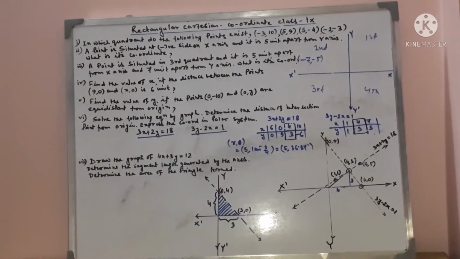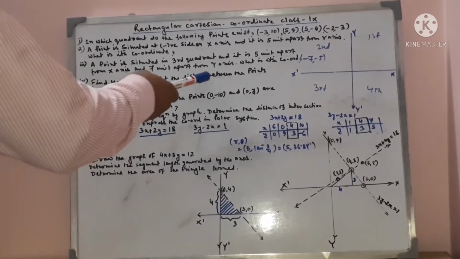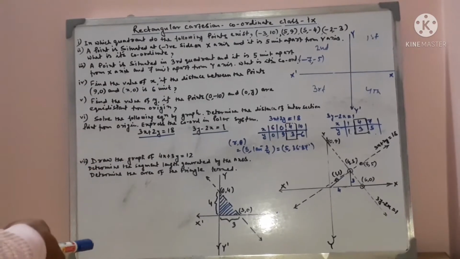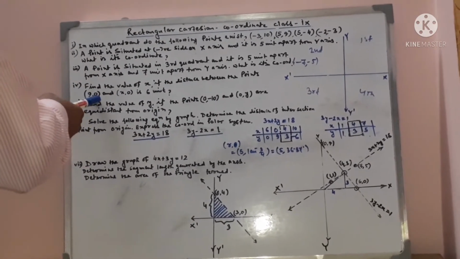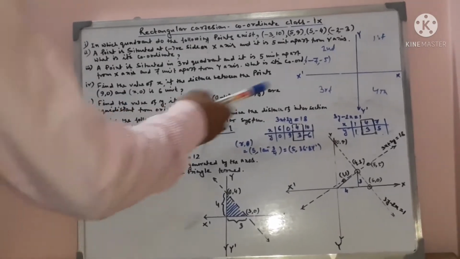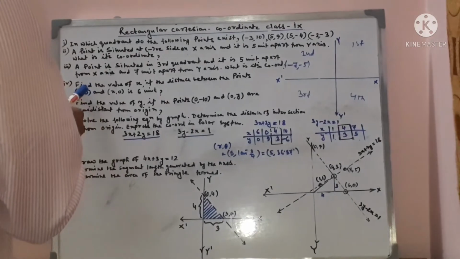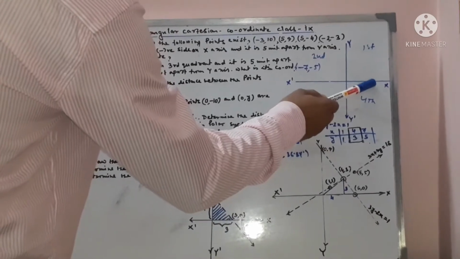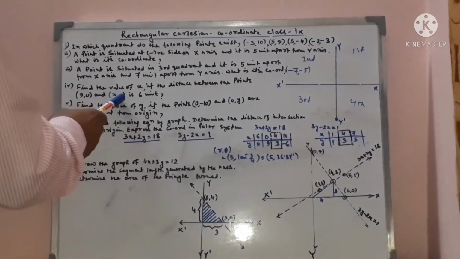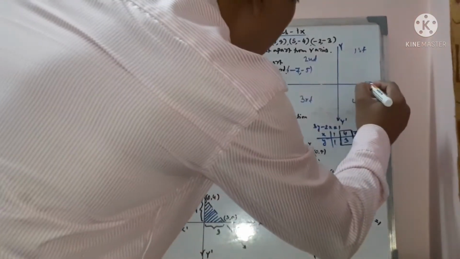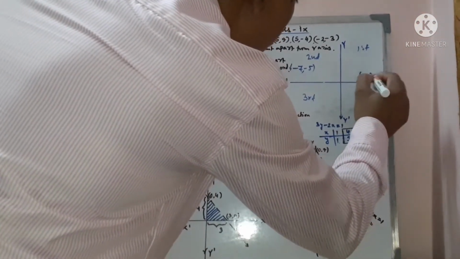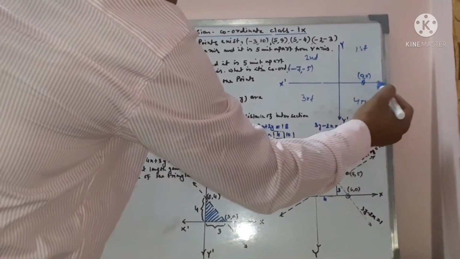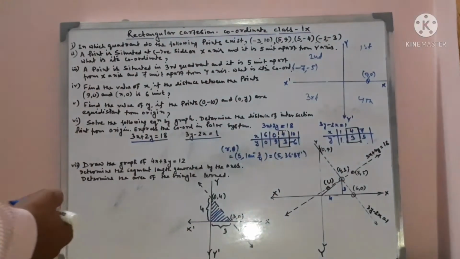Fourth question is, find the value of x if the distance between the points (9, 0) and (x, 0) is 6 units. Definitely the point (9, 0) is situated on the x axis because its ordinate is 0. So the point (9, 0) will be situated approximately at this position, and (x, 0) may be situated at the right hand side of the point (9, 0), yeah, or the left hand side of the point (9, 0).